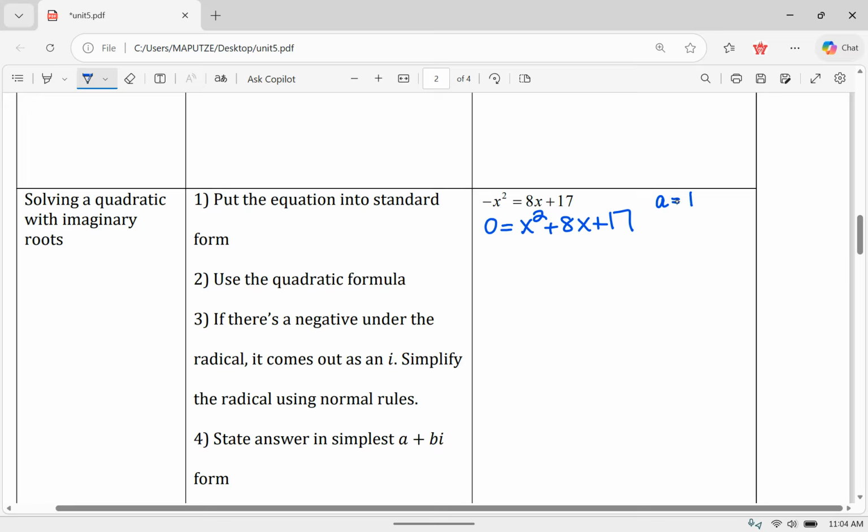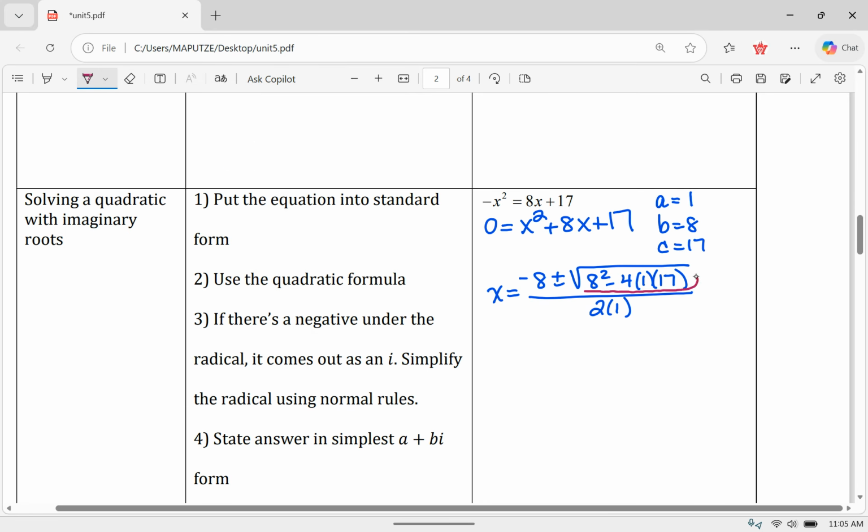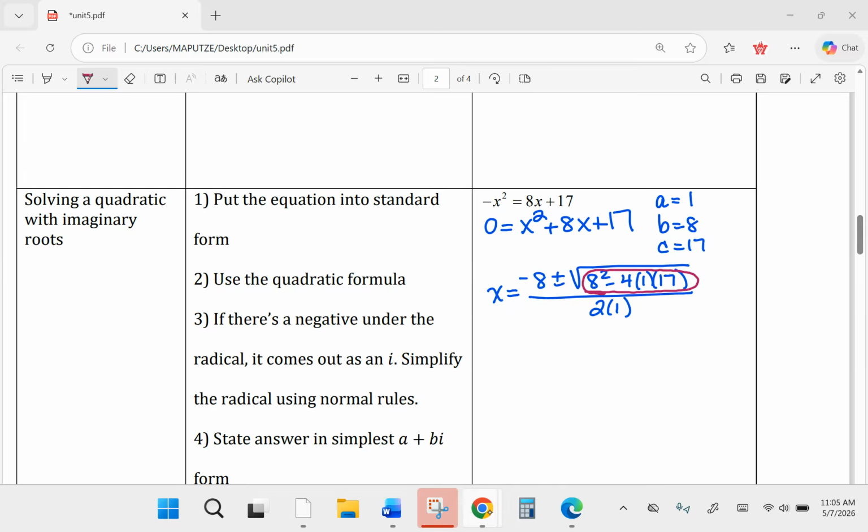So we have our a value, our b value, and our c value. And let's go ahead and plug in. So we have -b plus or minus the square root, b squared minus 4ac all over 2a. Now, when you get to this step, this is where I would recommend grabbing a calculator and typing in this number underneath the radical. So don't type in the radical, just type in the number underneath the radical.